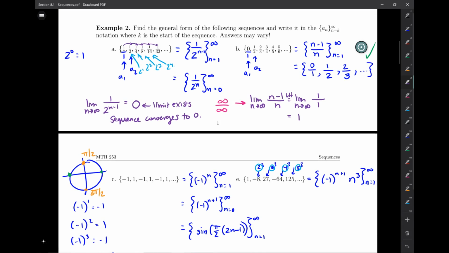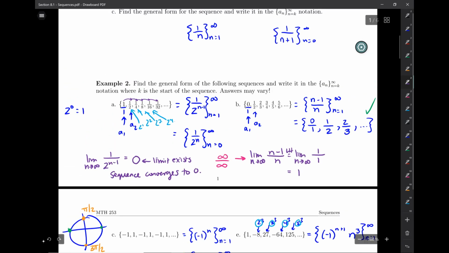Another way we could do this one without using L'Hopital's rule, and I think maybe I'll do it up here where I have a little bit extra space, is we could split this up into two fractions, because we have this subtraction in the numerator. So I can write that as n over n, which is 1, minus 1 over n. So technically this could also be the rule for the sequence. You could rewrite this as 1 minus 1 over n, and you would still get the same terms of the sequence. It's just not quite as intuitive, but algebraically, it's the same thing.